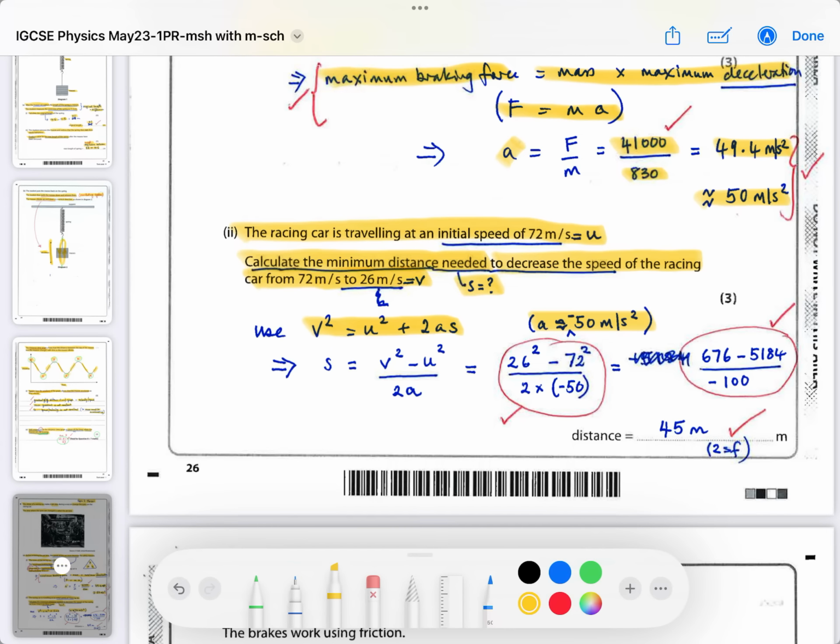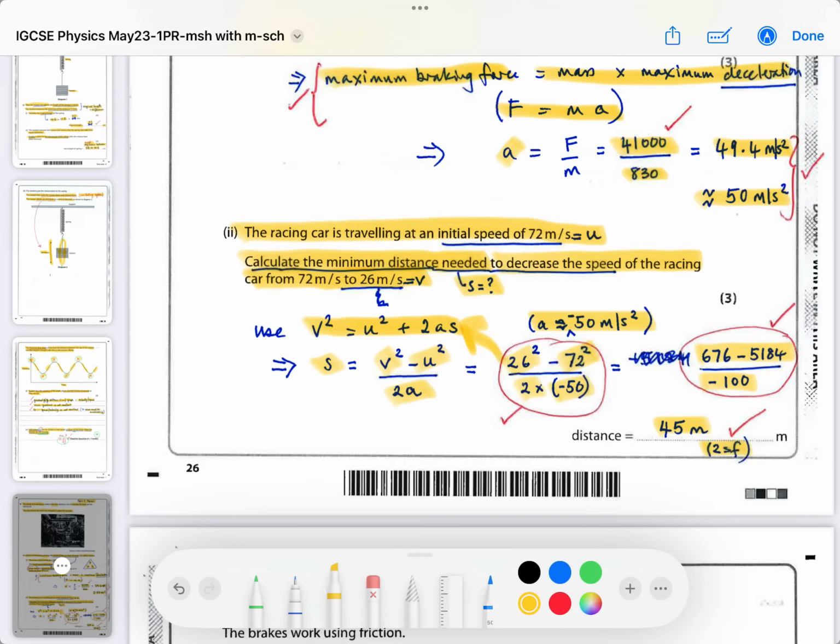So if you want to put the numbers in there, you could put these numbers in there, or I've changed the subject to make s the answer. So that will be v squared minus u squared over 2a. If you're good at maths, you can do that algebra. That'll be 26 squared minus 72 squared divided by 2 lots of minus 50, because in 2a, a is negative. The top will give you a negative answer. The bottom is minus 100, which will give you 45 meters if you put it in the calculator, to 2 significant figures.